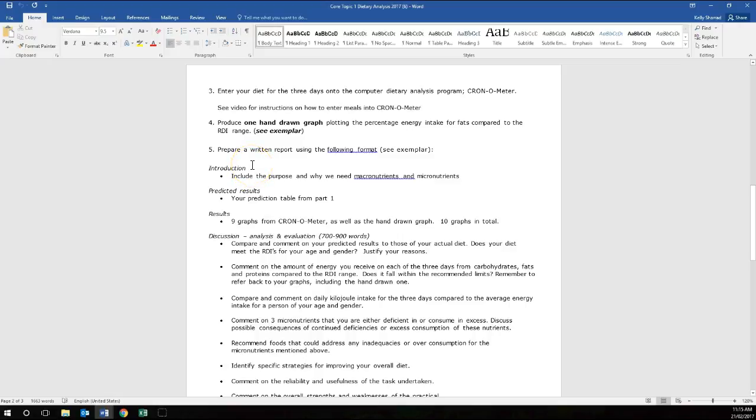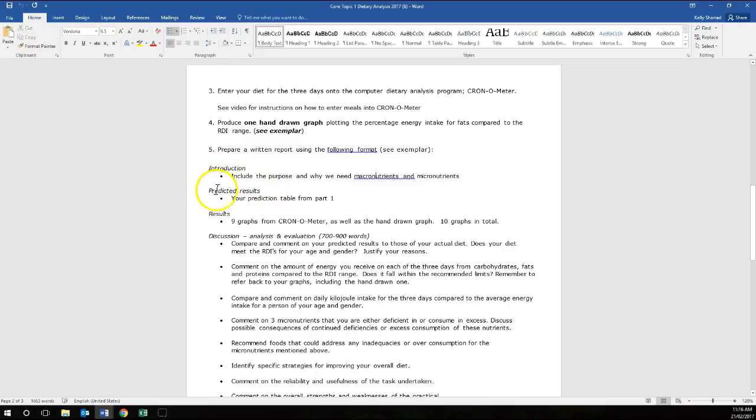So for your introduction, you should have the purpose of why you would want to actually look at your food consumption. So we know that you require both macro and micronutrients and a certain amount of them every day to be able to fuel and have your body function properly. So that's one purpose. You also need to talk about why you need macro and micronutrients. So macronutrients are there as energy and they have other functions as well in your body, whereas micronutrients are there to make sure that your body functions properly.